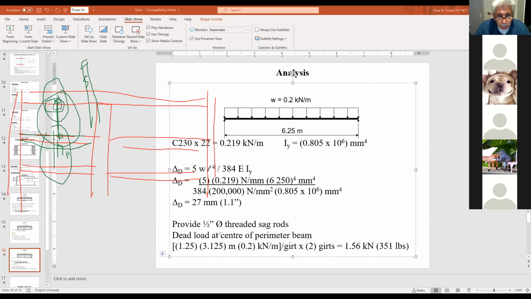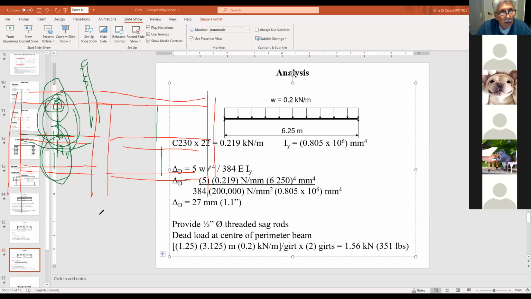For girts, you wouldn't camber them, right? No, it's not a question of cambering. You wouldn't camber them to compensate for the sagging. It's much cheaper just to put these sag rods in than it is to actually camber them. So that's why we have these sag rods. Understand?